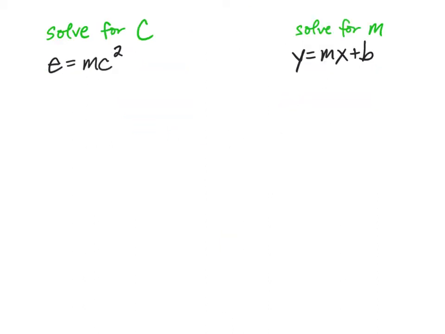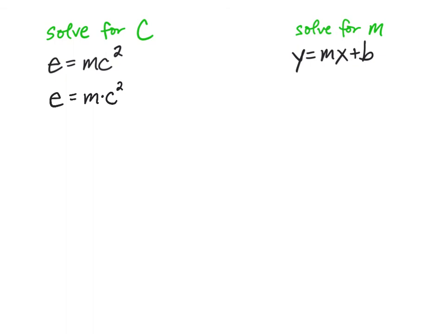All right, let's finish up with some challenge problems. Let's solve for c in the famous E equals mc squared. Keep in mind, this equation is E equals m times c squared. How do I solve for c?